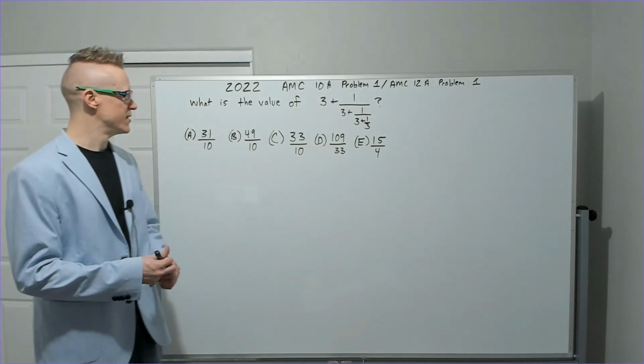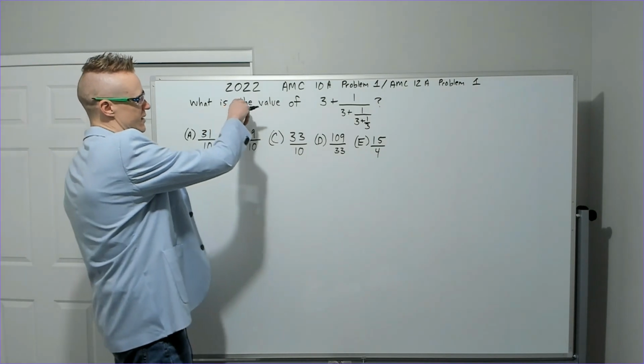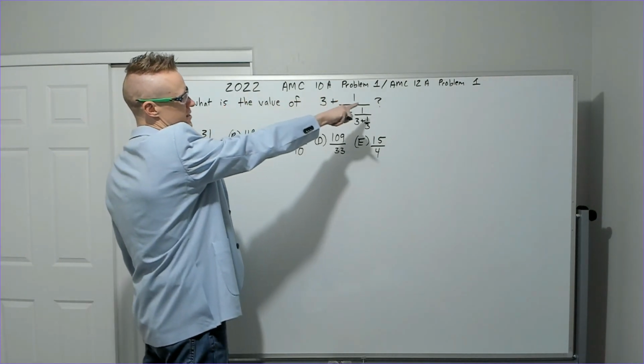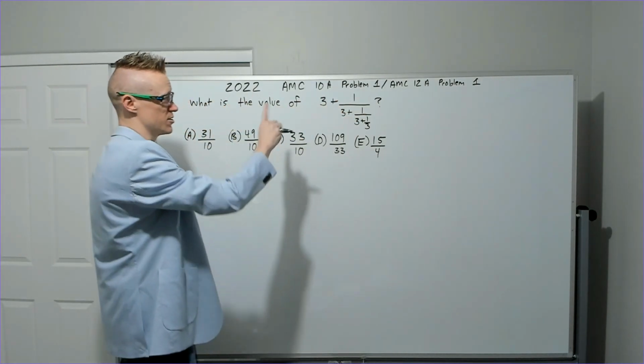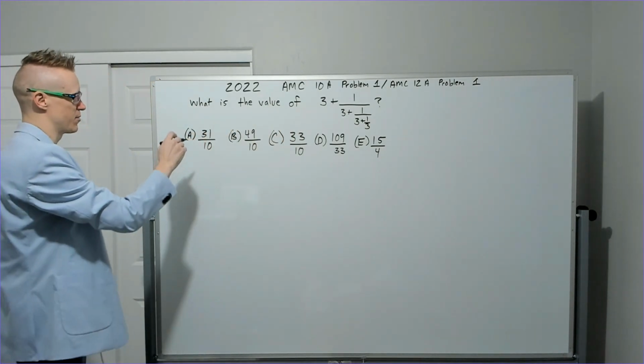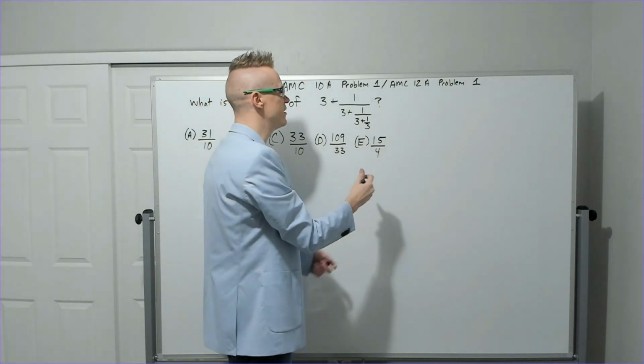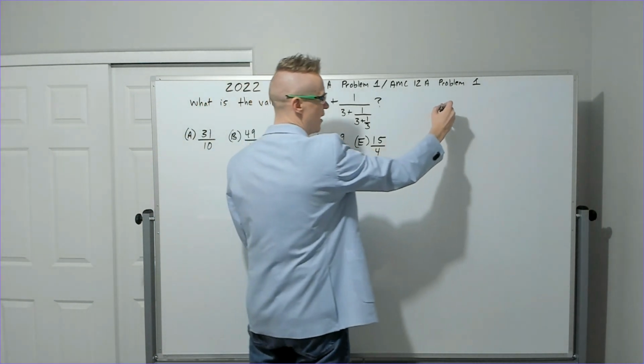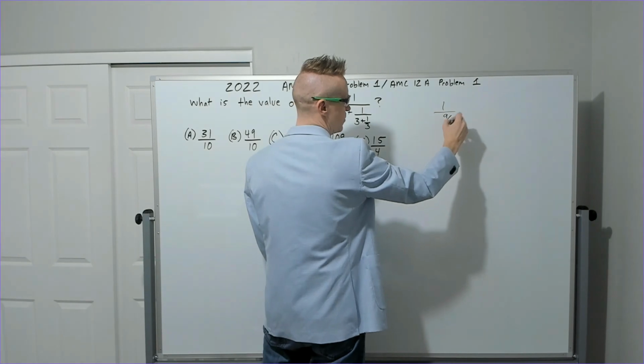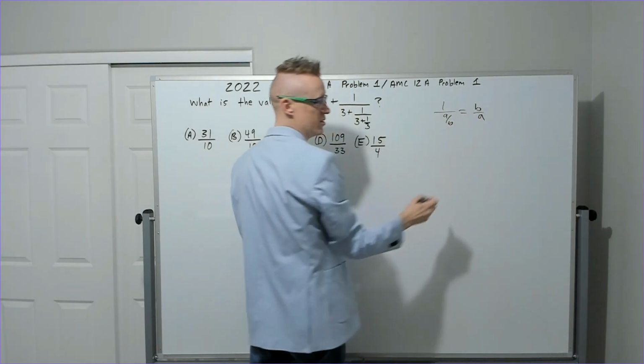But let's get started. This is the 2022 AMC 10A problem 1. It was also the 12A of the same problem. What is the value of? Okay, this should be something that you're kind of quick at, right? When you have 1 over A over B, that's simply the reciprocal of the denominator.